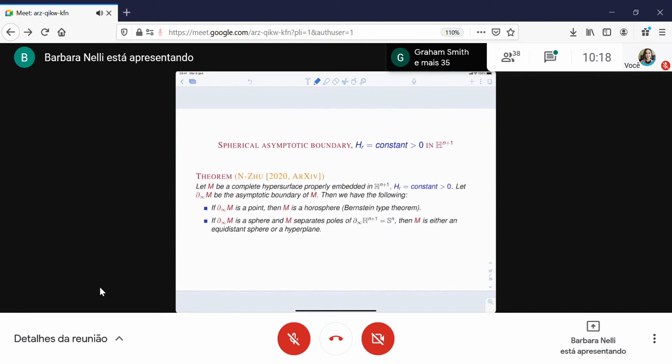In the case the asymptotic boundary is a sphere of the right dimension, of course, and M separates poles of the asymptotic boundary. You know that you can see the asymptotic boundary of the hyperbolic space as a sphere, so it separates poles. Does that make sense? In this case, M is an equidistant sphere or a hyperplane. Okay, so this is a generalization of a result by do Carmo and Lawson in the 80s, and that was for constant mean curvature hypersurfaces of the hyperbolic space.